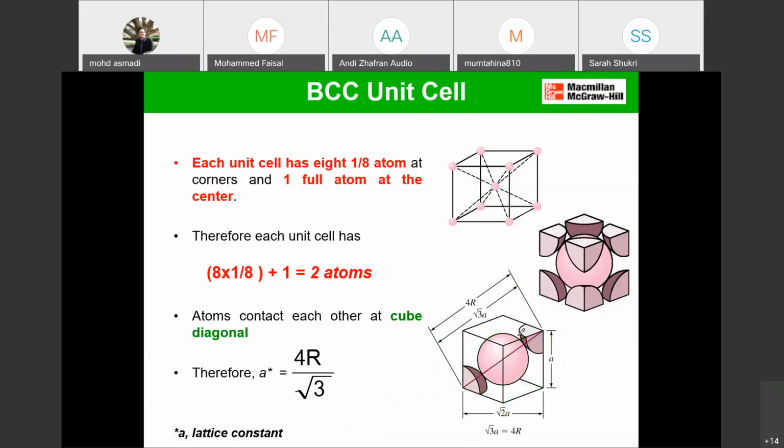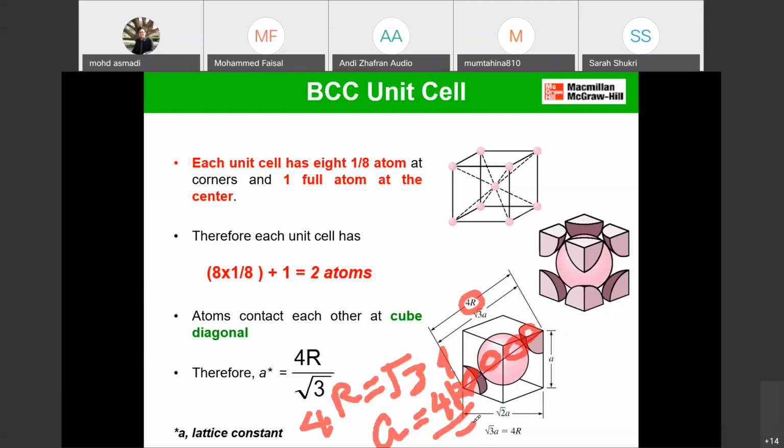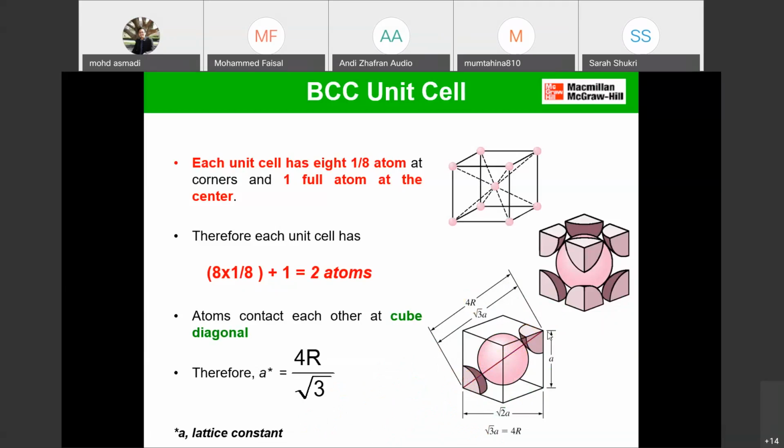If you look at here, this is 1R, this is 1R, another 1R plus 1R is equal to 4R. So 4R is equal to square root of 3A. So you can get A is equal to 4R divided by square root 3. You have to remember that this is the length, or the lattice constant.